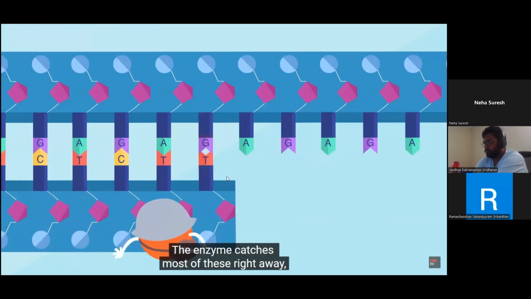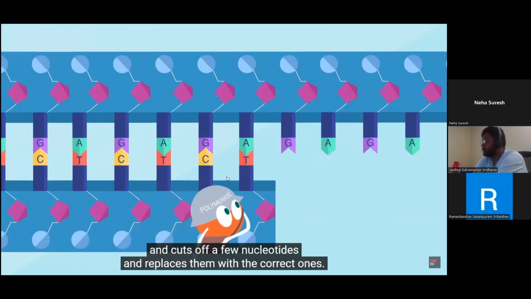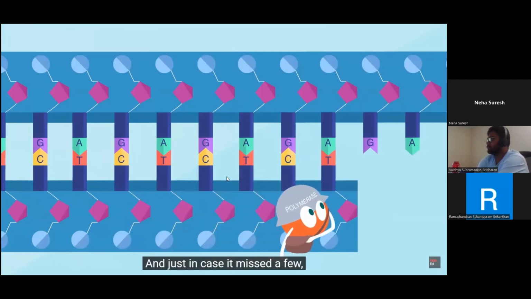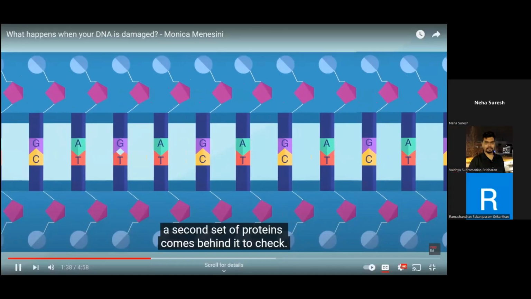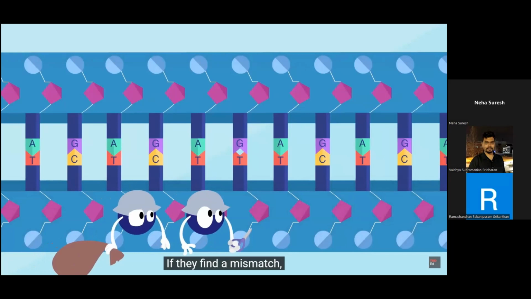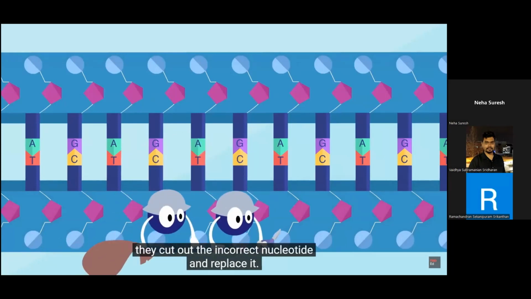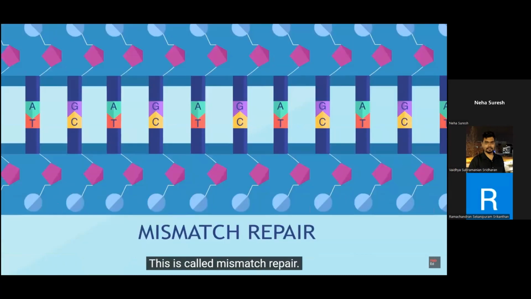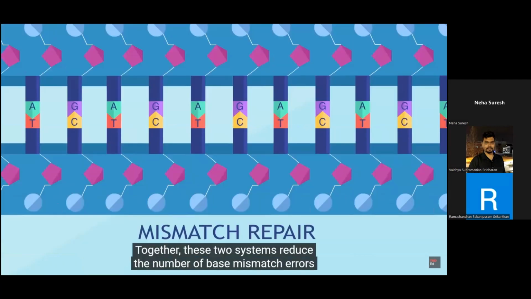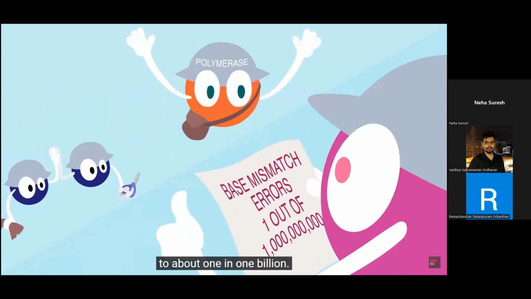The enzyme catches most of these right away and cuts off a few nucleotides and replaces them with the correct ones. And just in case it missed a few, a second set of proteins comes behind it to check. If they find a mismatch, they cut out the incorrect nucleotide and replace it. This is called mismatch repair. Together, these two systems reduce the number of base mismatch errors to about 1 in 1 billion.